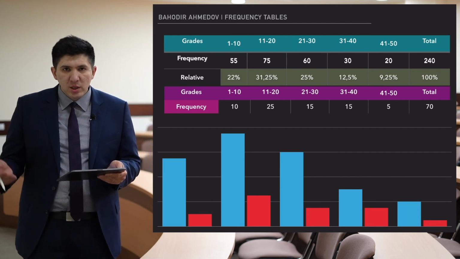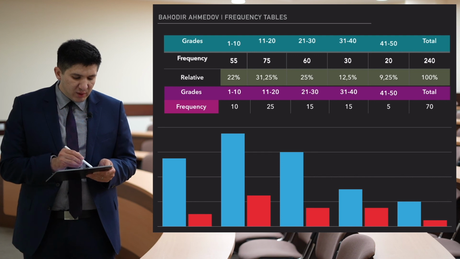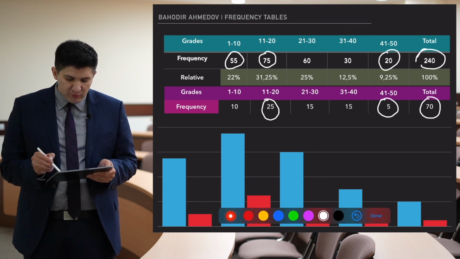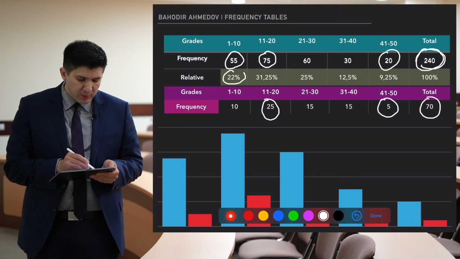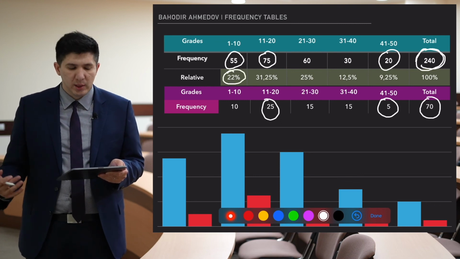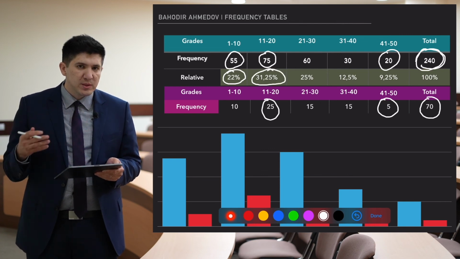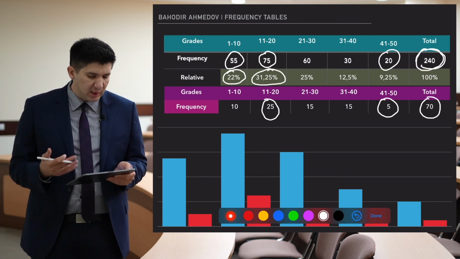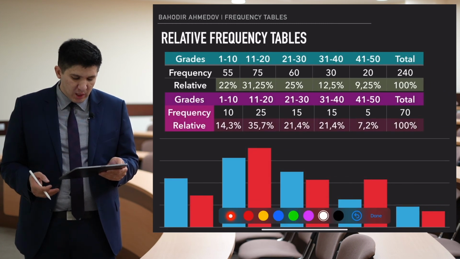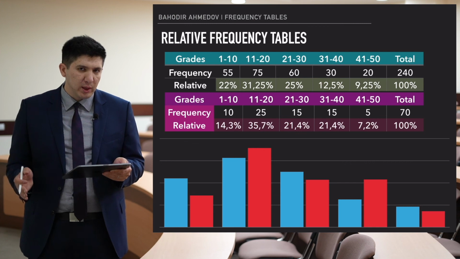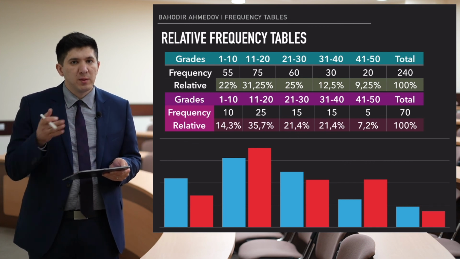So what we can do is find a relative frequency table. By dividing 55 by 240 and multiplying by 100%, we can find that 22% of overall data fall into this category. So 31.25% of the overall data falls into the second category, and so on. And when we do this for both of the tables, we can see that graphically they're not going to differ so much, as you may see in the previous graph.